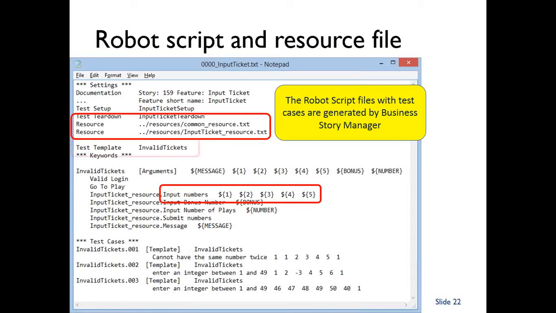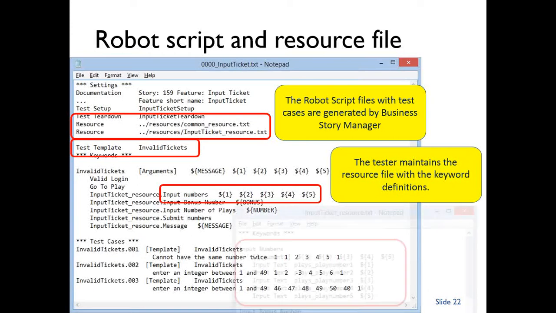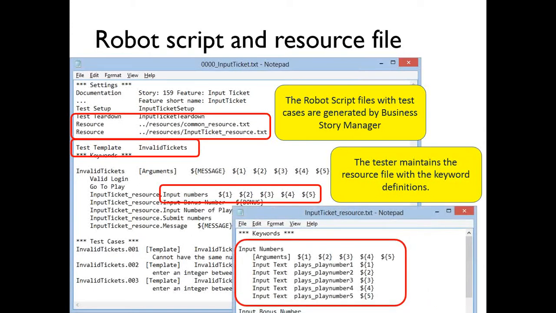The editing effort goes towards the resource file which provides the definitions. So you can see in the template it refers to input tickets underscore resource dot input numbers. That is defined in the resource file. So in resource file input ticket underscore resource dot text, there's a keyword definition input numbers, and you can see it takes 5 arguments, and in effect each argument is processed the same way.